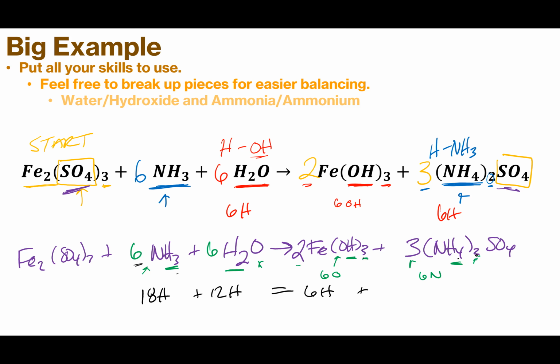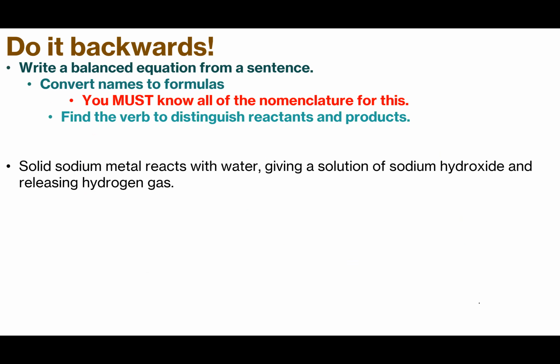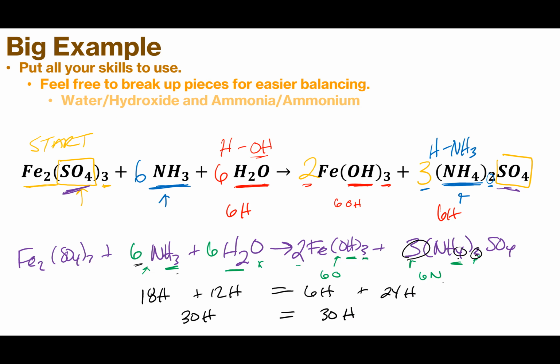2 times, here we have 2 times 4, which is 8, times 3 is 24, and 18 plus 12 is 30 hydrogens, and 6 plus 24 is 30 hydrogens. Either way, you get the same answer, okay? Think it through, figure out a good way to work it for you. Okay, and it'll work out.